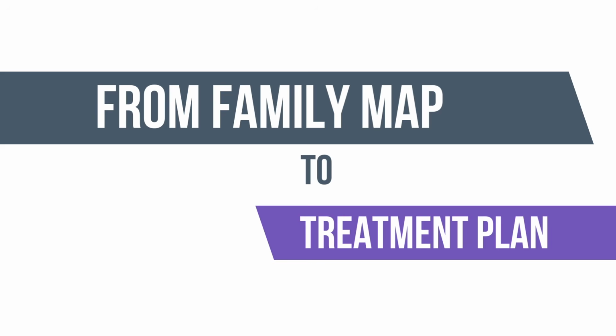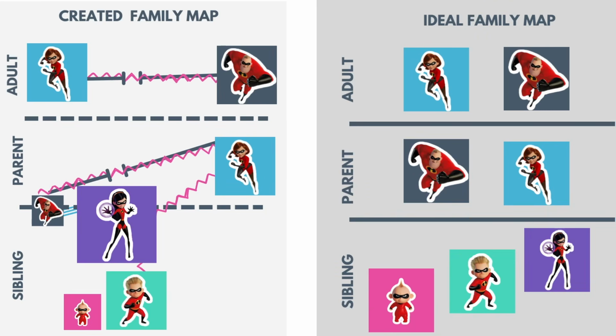Okay, this is where I geek out, because when you put the ideal map next to your family map, you get the treatment plan. Because the work that you have got to do as a therapist is to get the family from where they are to the ideal. And treatment plan, goals and interventions are all stemming from what needs to happen to get from A to B.